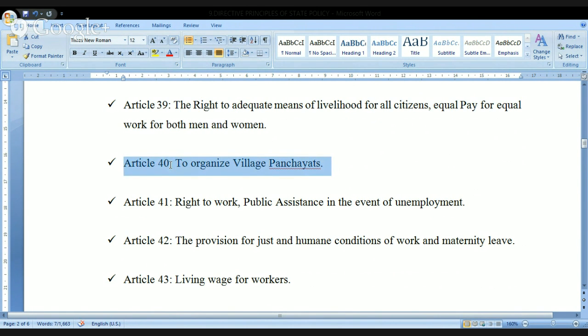Under Article number 40, we are talking about the state striving to establish or organize the village panchayats. What do you mean by village panchayats? Village panchayats are nothing but the governments at the village level. But kindly remember, today in India, under the constitution, we have a system called the Panchayati Raj system. When I'm using the word Panchayati Raj, I am talking about Zilla Parishad, Mandal Panchayat, and the village panchayats. Zilla Parishad and Mandal Panchayat are new concepts in the constitution, but the concept of village panchayat was existing in India from day number one.